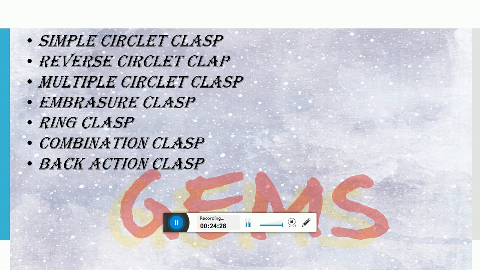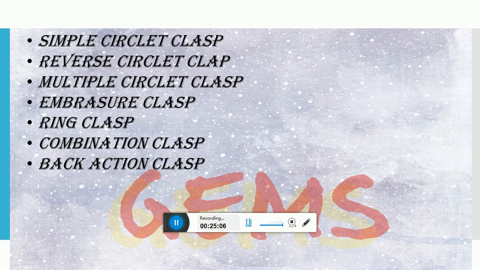Okay. Then we have ring clasp. Ring clasp is indicated in tilted molars. Very, very important. Where can you use ring clasp? Tilted molars. And even in the distal edentulous condition with a distal lingual undercut where a reverse clasp cannot be placed. Where you cannot place reverse circlet clasp, you can give ring clasp, in the distal edentulous condition with a distal lingual undercut and where there is no buccal undercut.